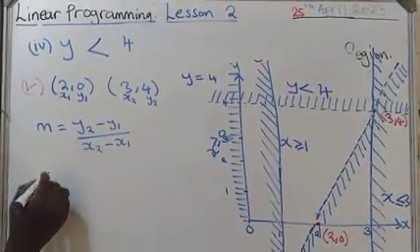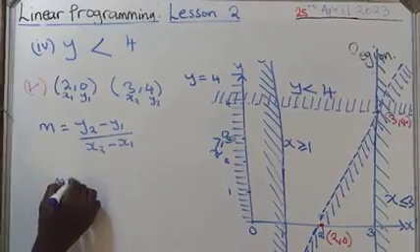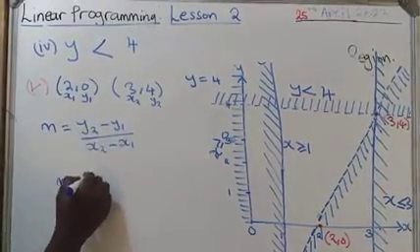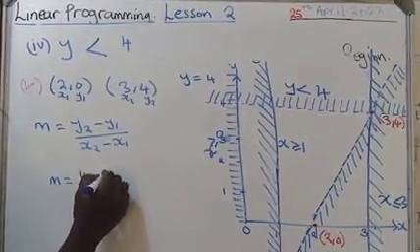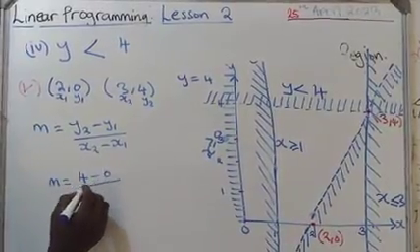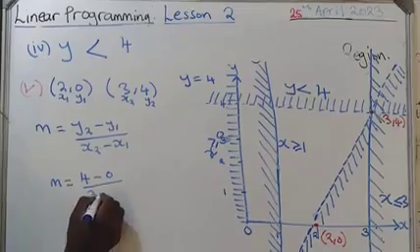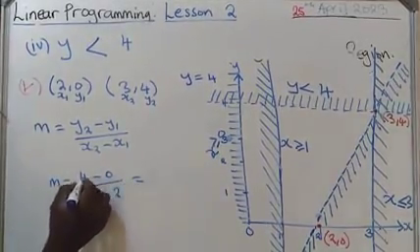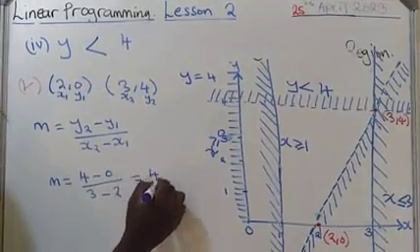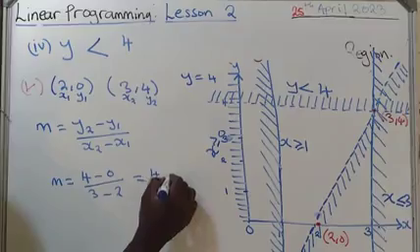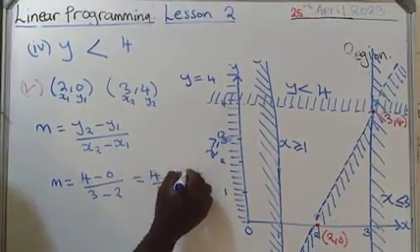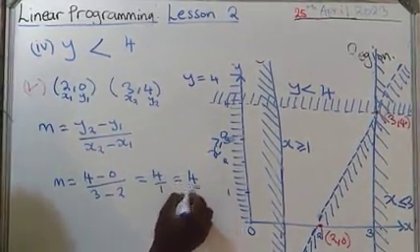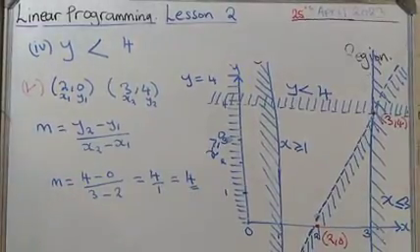So let's fuse it. So you say m equal to y2 is 4 minus 0 over x2 is 3 minus 2. So here 4 minus 0, it's a 4. 3 minus 2, it's a 1. Therefore 4 over 1, it's 4. So the value of the gradient is 4.